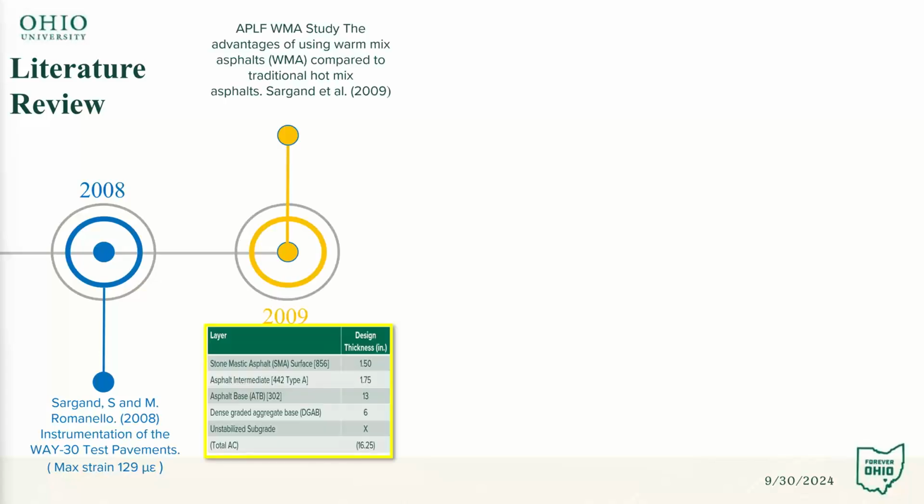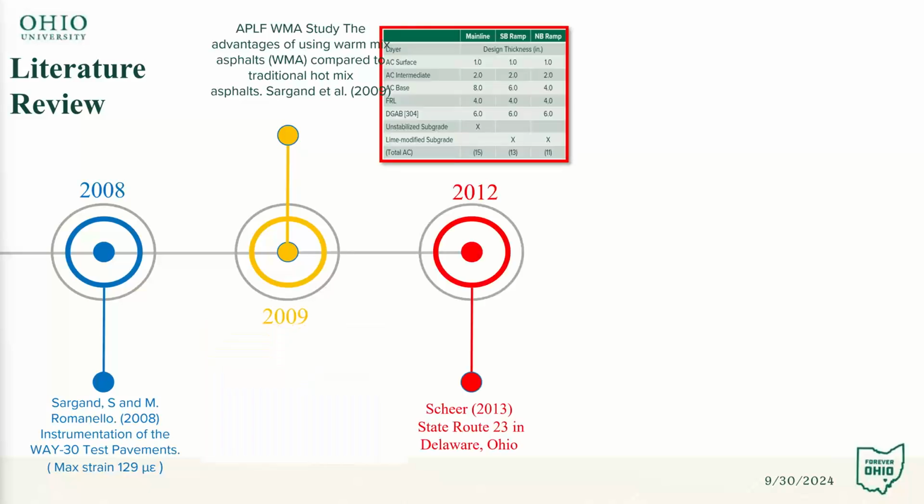So this is kind of a review of the literature that was completed in Ohio. In 2008, we had the first perpetual pavement, which was instrumented on Wayne County 30 highway. Maximum strains during that time were found to be 129 microstrains. In 2009, a study at the indoor testing facility using warm mix compared to traditional hot mix asphalt also showed the thickness, and at that point, the thickness layers were about 16.25.